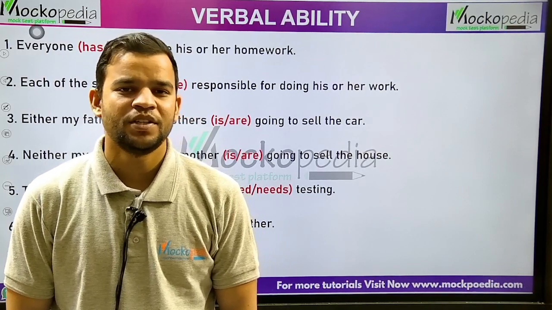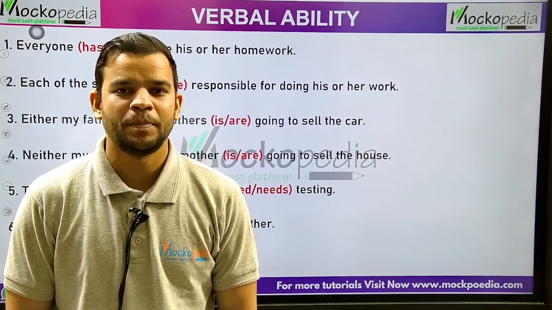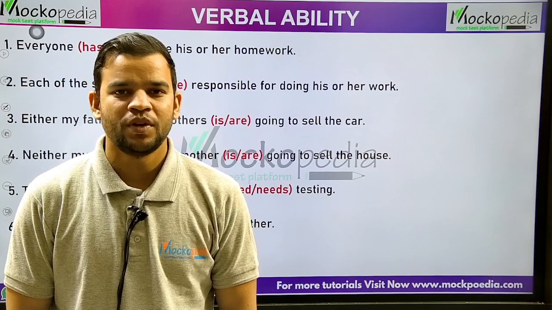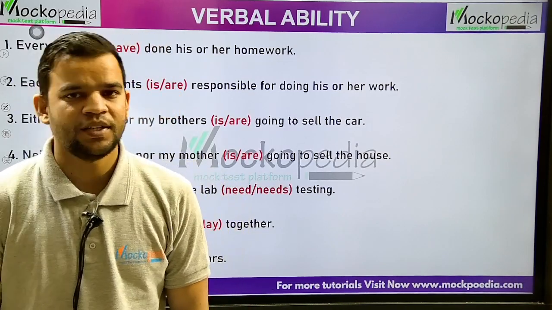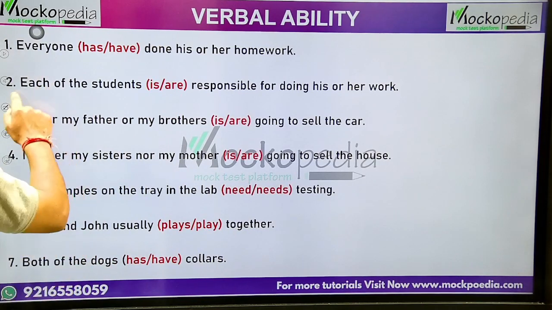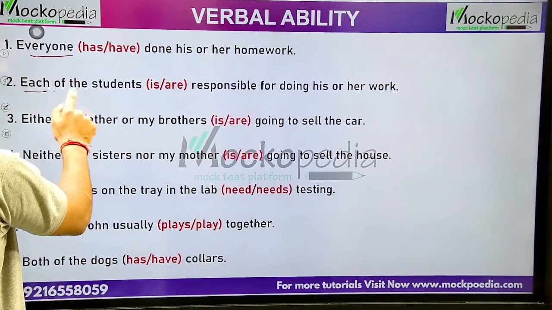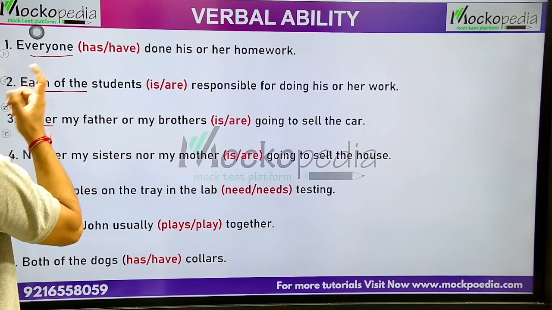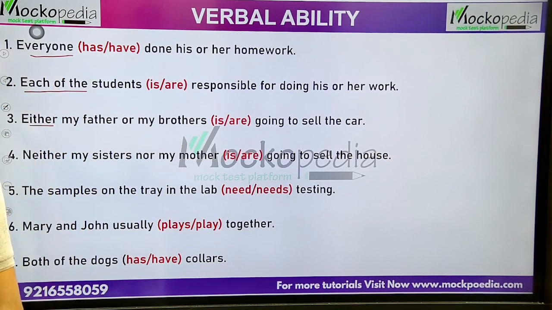In this session, we'll discuss some questions based on the topic subject-verb agreement. So let us get started. The first thing that we have are the questions based on each, every, either, neither. Let us see. We have done that each, every, either, neither, they all are singular.